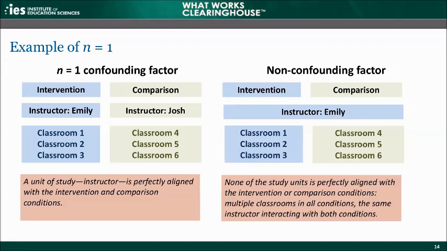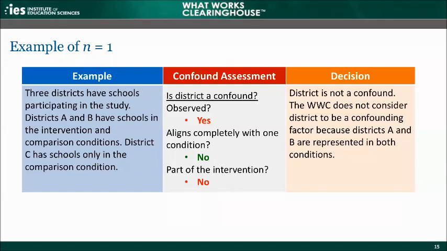Let's go to our next example. So here, let's consider a study in which 3 districts are participating. Districts A and B have schools in the intervention and comparison conditions. District C, however, has schools only in the comparison condition. A reviewer for such a study may wonder whether it contains a single unit confound because District C has all schools in the same condition, comparison condition.